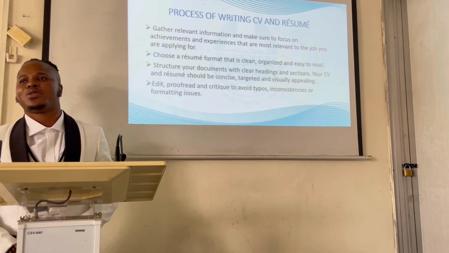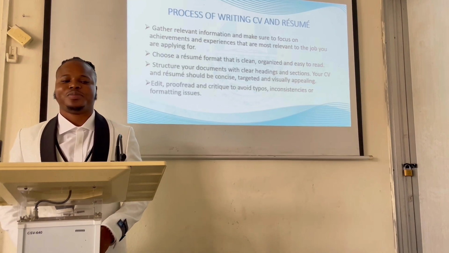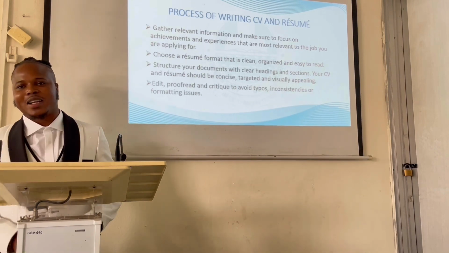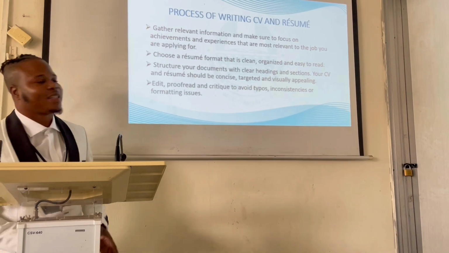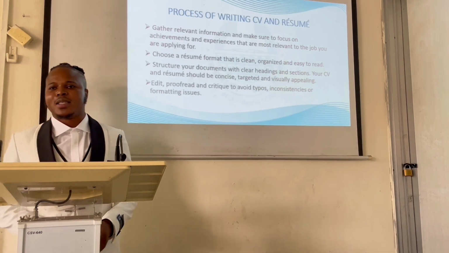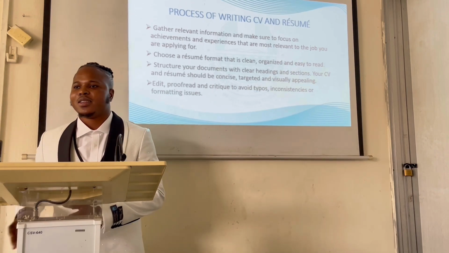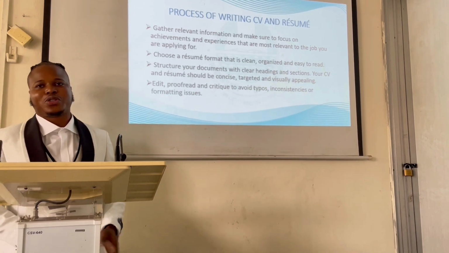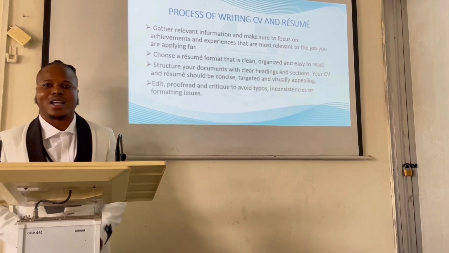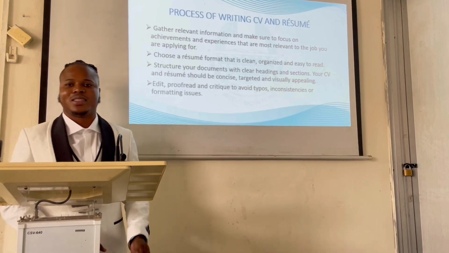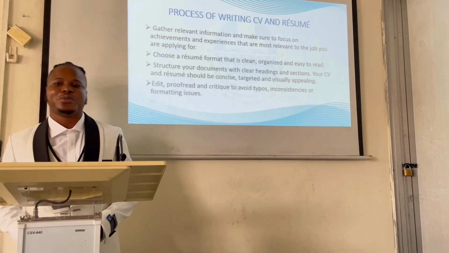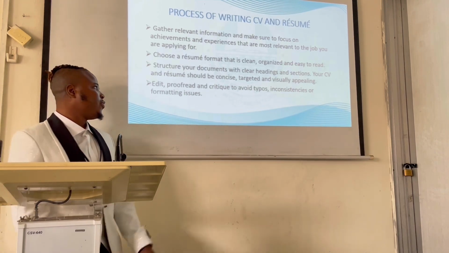I'll be discussing the process of writing a CV and resume. 1. Gather relevant information and make sure to focus on the achievements and experiences that are most relevant to the job you're applying for. 2. Choose a resume format that is clean, organized, and easy to read. 3. Structure your document with clear headings and sections. Your CV and resume should be concise, targeted, and visually appealing. 4. Edit, proofread, and critique to avoid typos, inconsistencies, or formatting issues.